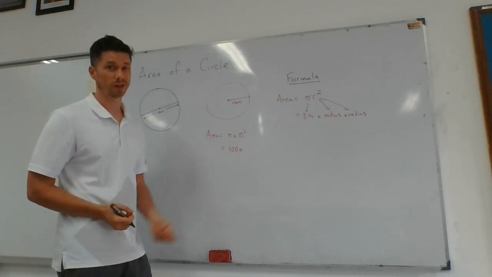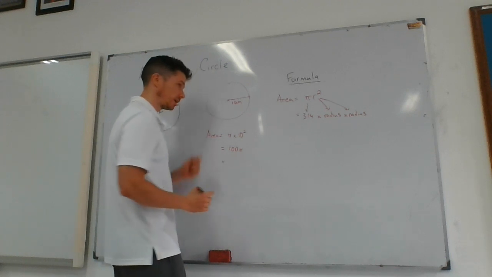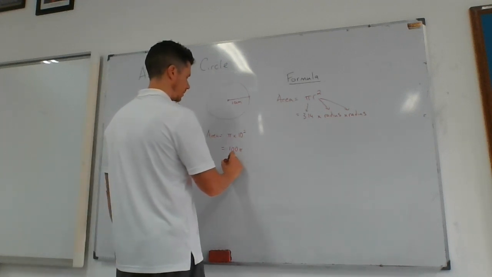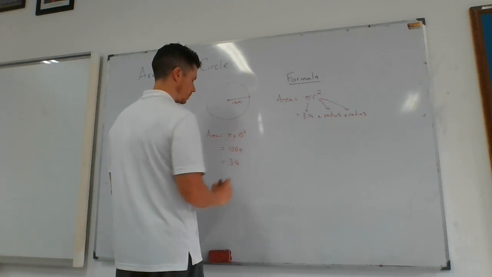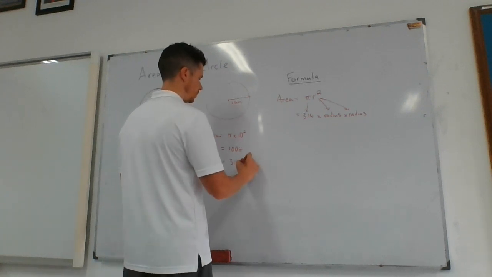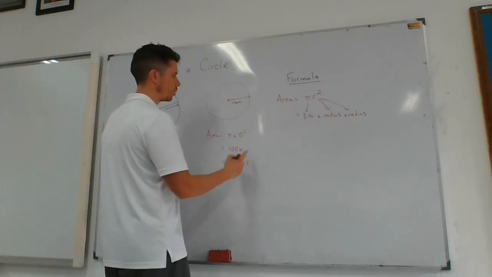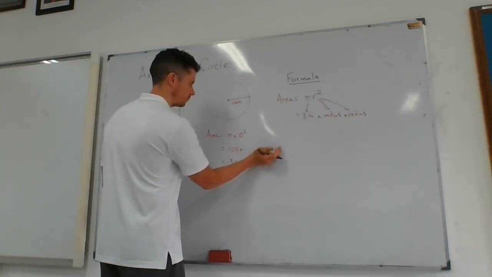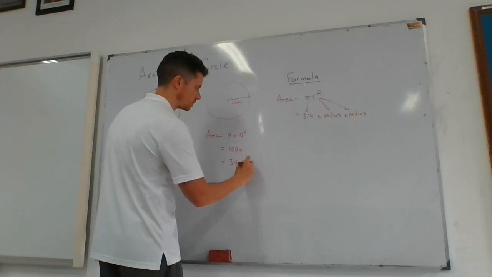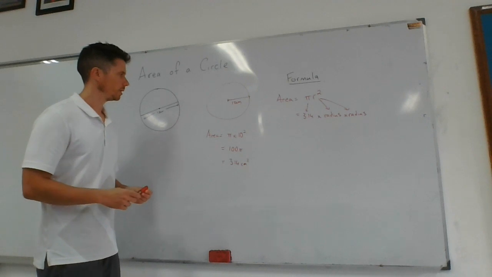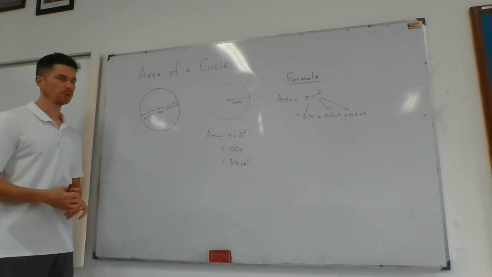But if they ask you to work it out as a decimal, you've got to get your calculator out. 100 times 3.14, and that gives you 314.15, and so on. So we round it off to the nearest whole number. It'd be just 314 centimeters squared. Remarkable. Okay, let's look at this second example.